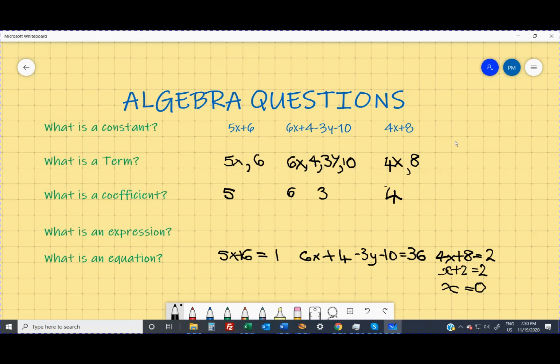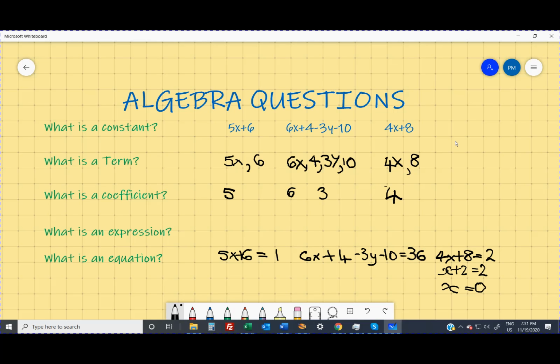And then algebra question number 4, what is an expression? Well, the expressions are across the top there. 5x plus 6, 6x plus 4 minus 3y minus 10, 4x plus 8. So algebra question number 4 are those expressions. And what is an equation? And this is easy. So algebra question number 5, what is an equation? It's an expression with an equal sign.